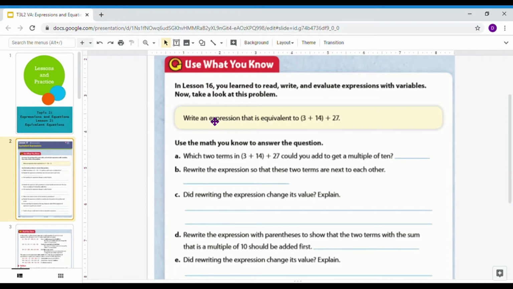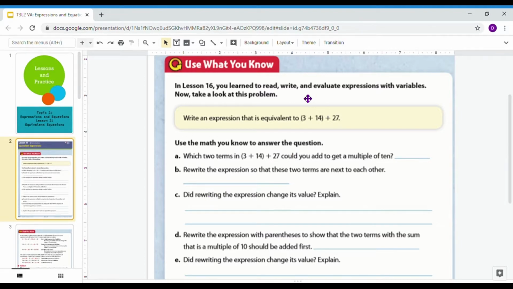So let's look at this math page. This is using what we know. This is our review page, but it kind of helps us in the sense that we use what we already know how to do. And on this page, it kind of tries to take that first building step into your new topic. So in this case, we know this expression 3 plus 14 plus 27. We could solve this expression, but we're not just going to simply solve it. We're going to go into a little bit of depth about changing its value and finding an equivalent or equal expression. So let's start with A.